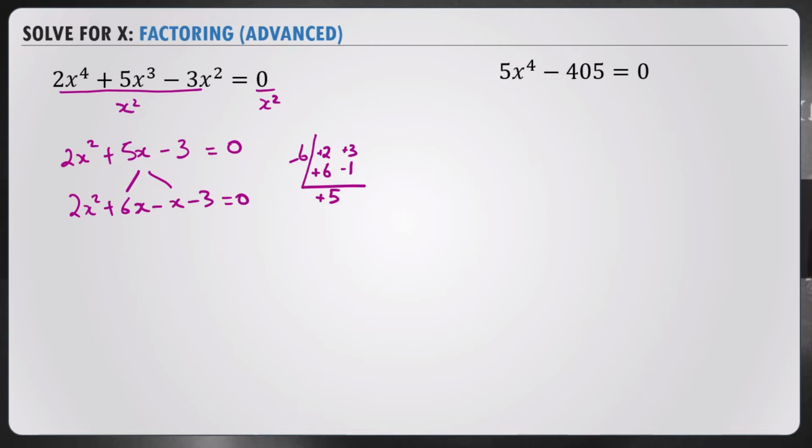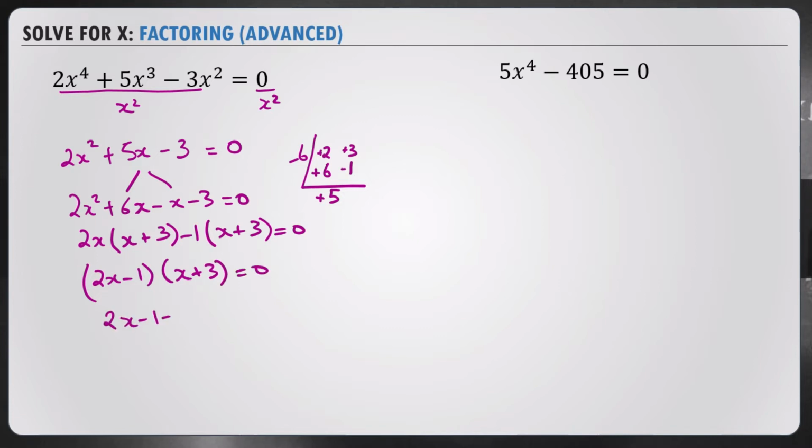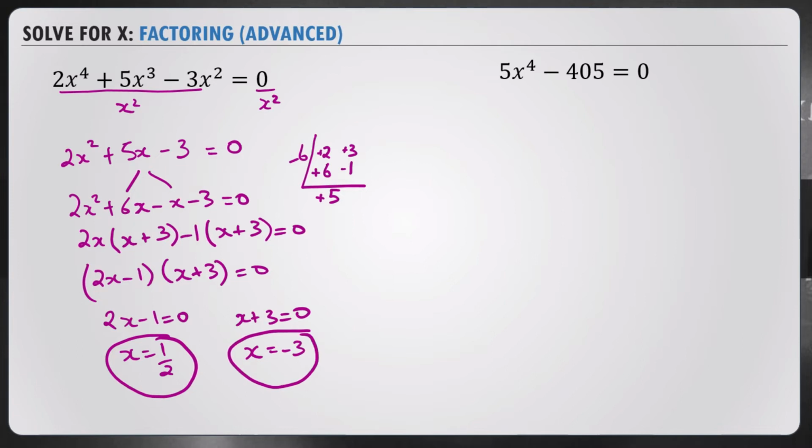minus 3. All right, so we have 2x common, x plus 3, minus 1, x plus 3, is equal to 0. So we have 2x minus 1 into x plus 3 is equal to 0. So our two solutions are 2x minus 1 is equal to 0, x is equal to 1 over 2, and x plus 3 is equal to 0 and x is equal to -3. These are two solutions.